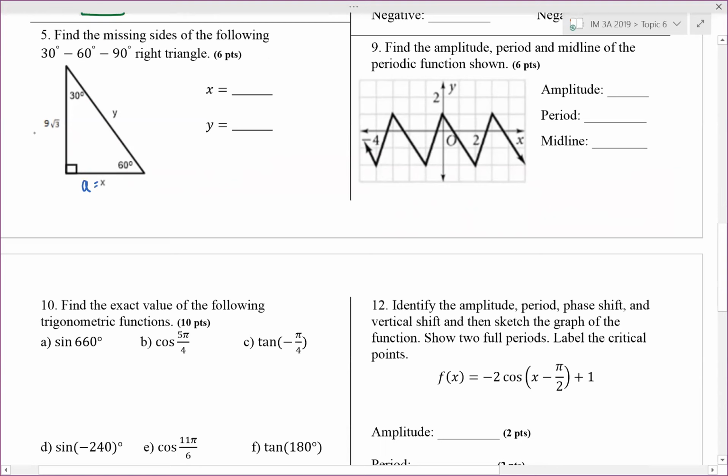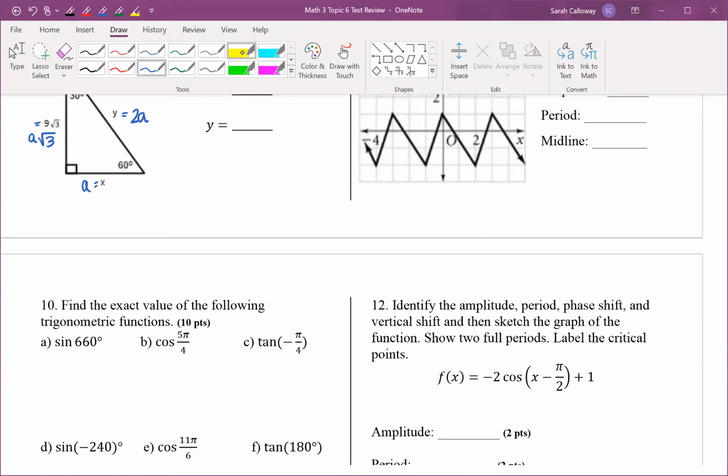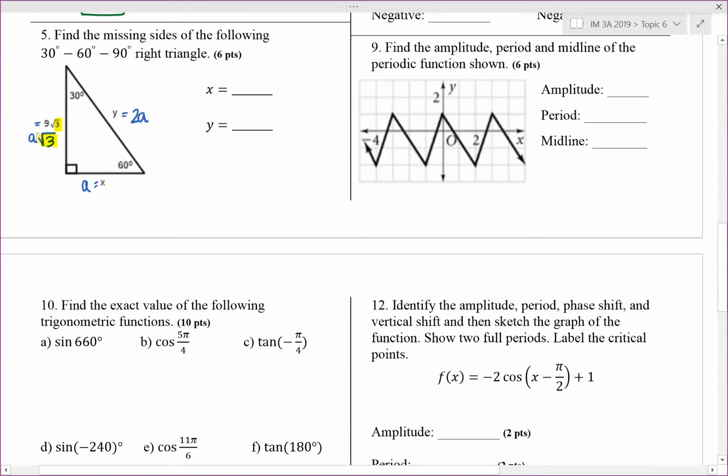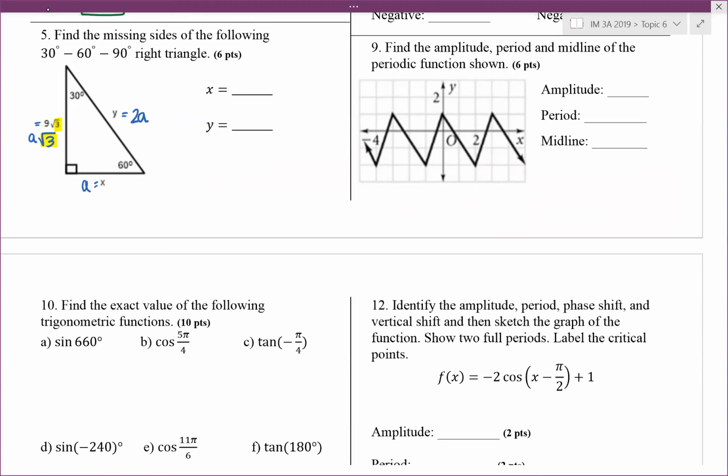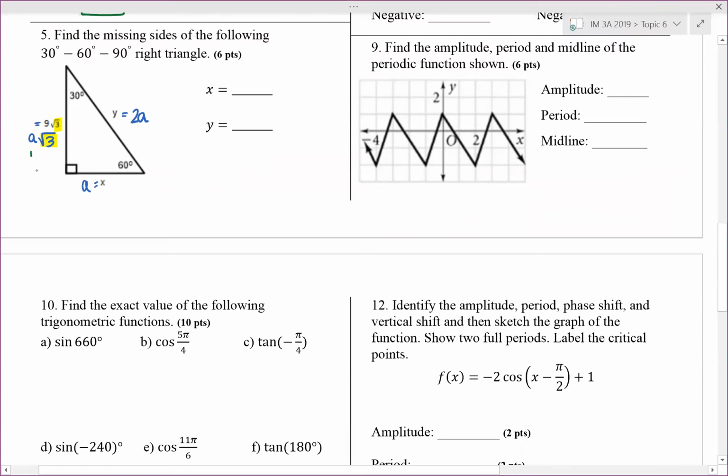So the side across from 60 is always a times radical 3. And the hypotenuse is always a times 2. And so this one's nice because the radical 3 is already there. So since it's a times radical 3, that lets me know that a is 9. And so that means that x is 9, which means that y is 2 times 9, which is 18.